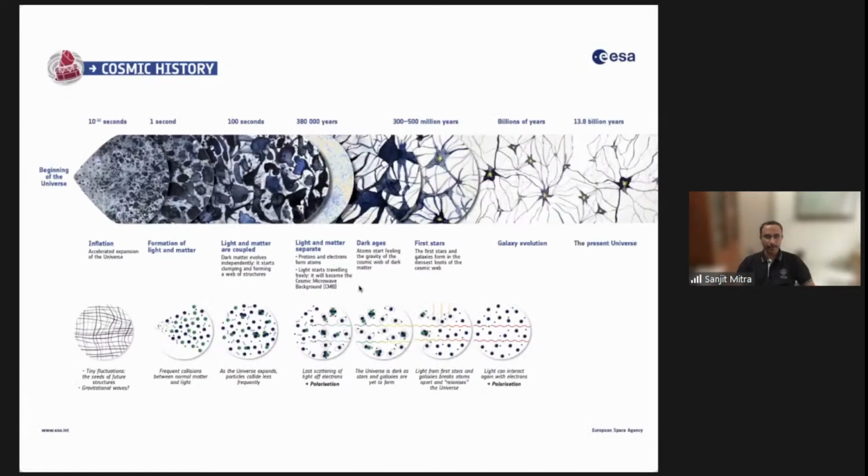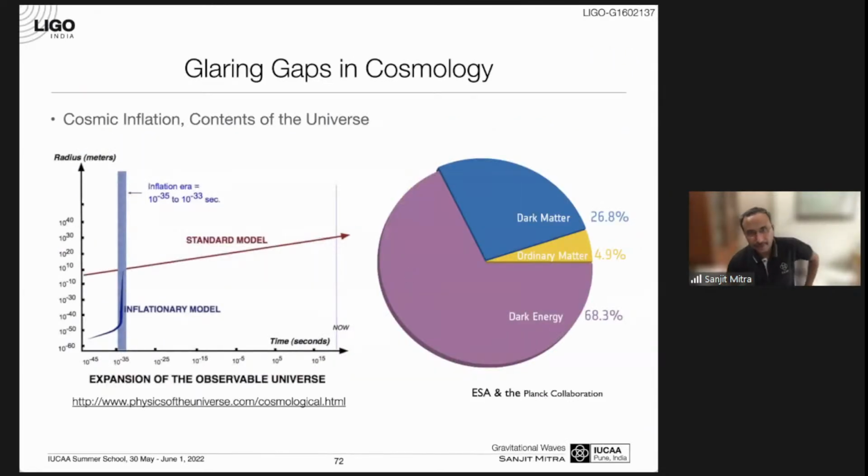So this is the present understanding of the universe. We have different phases of the universe, and this is the earliest picture of the universe that we have in hand. We do not have any real observation of this part of the universe, and primordial gravitational waves can give us some information of what happened here. Also, as I said, there are major gaps in cosmology. The inflation is kind of put in by hand. So an observation of some radiation from the inflationary epoch is very important.